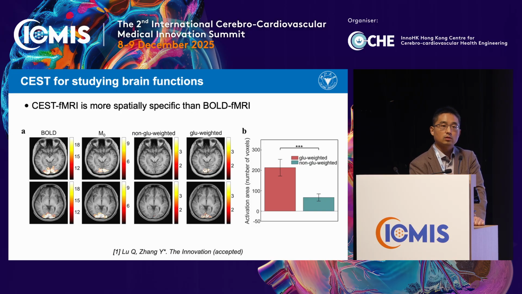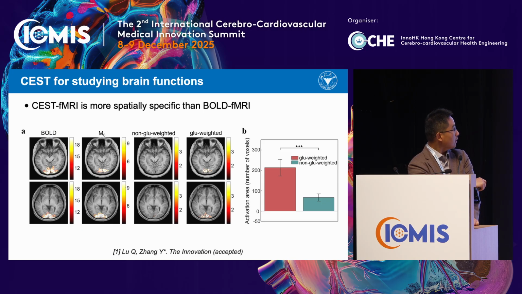So this volunteer goes through the visual stimulation. Basically, we play a flickering checkerboard image for the volunteer. On the BOLD fMRI, it shows the activation regions in the visual cortex, quite extended visual cortex. But now we are using glutamate-weighted CEST MRI to study the same visually stimulated brain regions. We see a much smaller activated region. It's more concentrated within the primary visual cortex, V1.